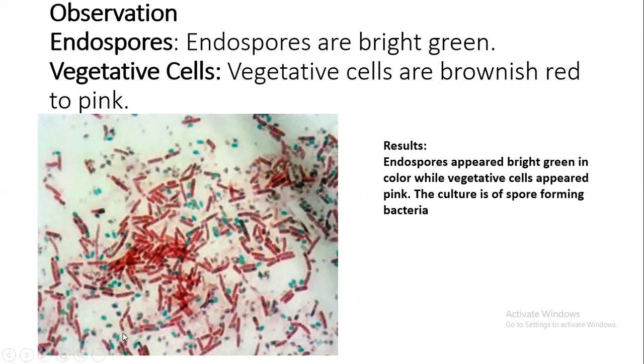So, as you can observe in this diagram, these blue-green color structures are endospores which have retained the malachite green dye, while the pink color structures are vegetative cells. Here you can see the racket-shaped structure where the spores are terminal in position in the bacterial cell, while here you can also see certain mature spores which have actually been released after the death and degradation of the vegetative cell. So our results suggest that we are able to observe endospores, which concludes that the culture is of spore-forming bacteria.